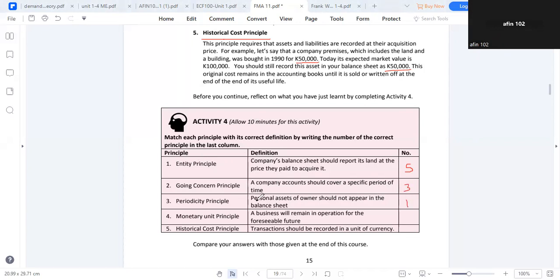One, entity principal. A business will remain in operation for a foreseeable future. What principle is this? 2, going concern. Then transactions should be recorded in unit currency. What principle is that? 4, monetary unit principle.